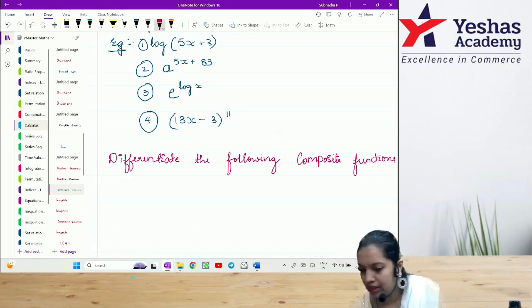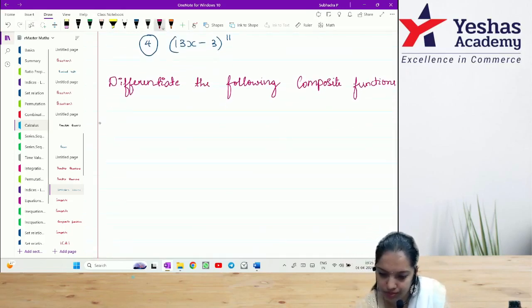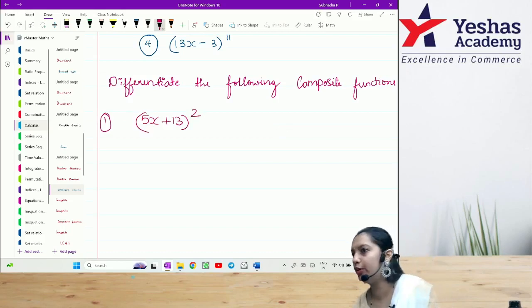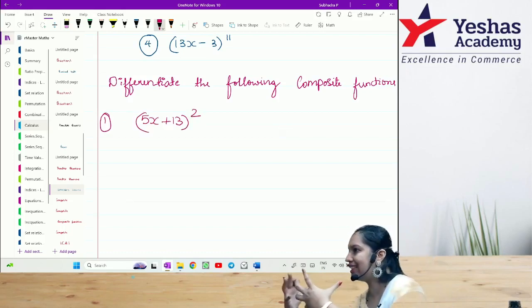Let's start. I'll give you the first one. First listen, then you can write. If I give you something like (5x + 13) the whole square, I want you to differentiate this. How does it look?